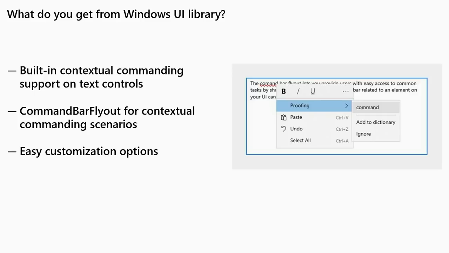So what do you get? You get a control called command bar flyout, which we give to you by default with built-in text controls. But you also get it as a standalone control, so you can use it on any UI you want. Do you want to see another example of how Fluent enhanced application experience? Yes?